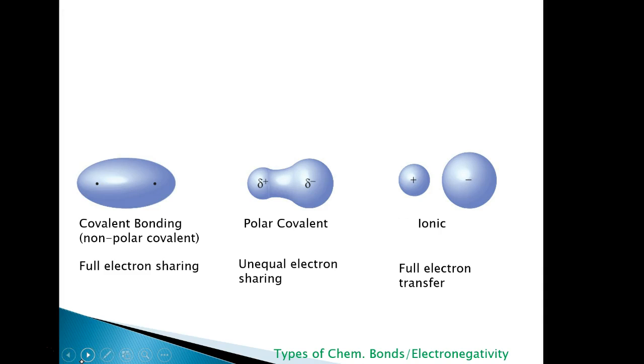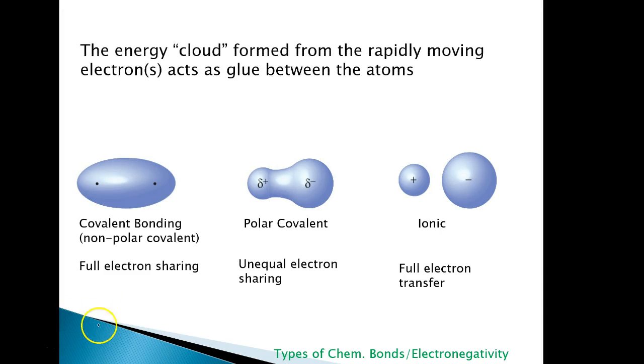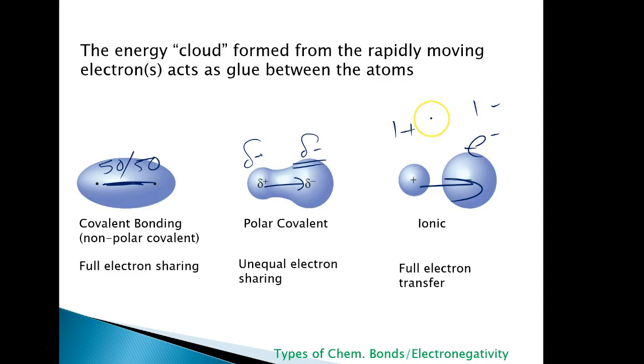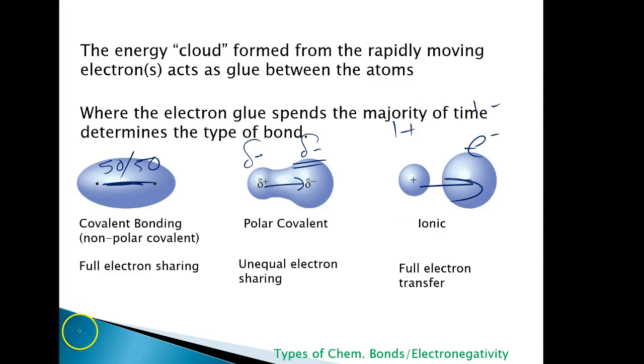So in covalent bonding, the glue that holds those two atoms together is 50-50, shared equally. In a polar covalent bond, the electrons spend a little bit more time over here. So again, I hesitate to say 25-75, it could be 40-60, but basically they spend more time over here, so it gets that partial negative charge and partial positive charge. And then in ionic, electrons are gone. The electrons spend all their time over here, so you get a completely negative charge and a completely positive charge. And that's how you figure out what type of bond it is, really.